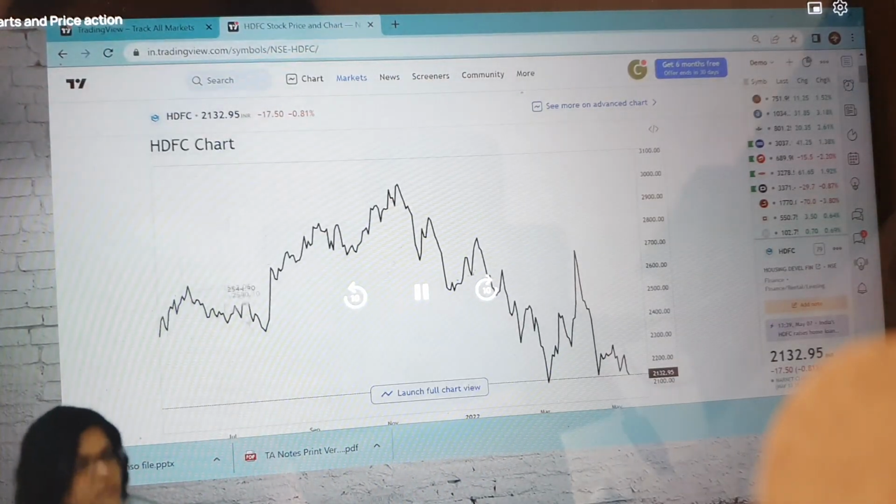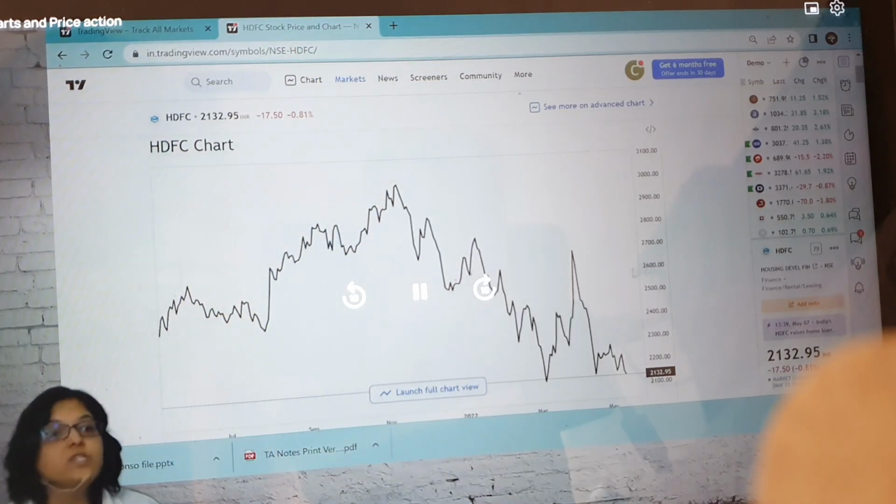Now this chart that you can see here for HDFC, this chart is known as a line chart. It's known as a line chart. One single line you can see here.